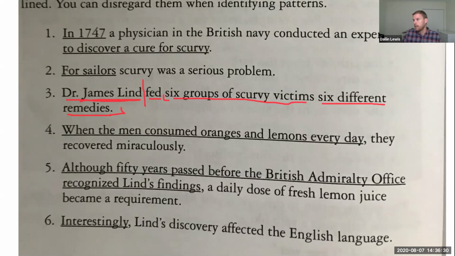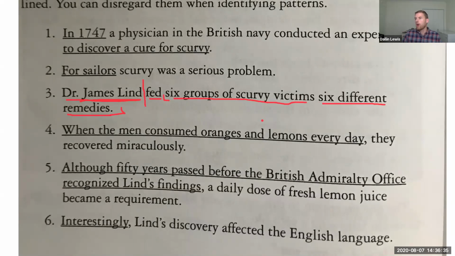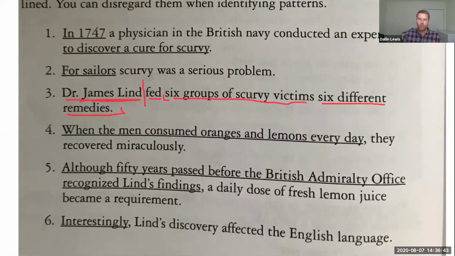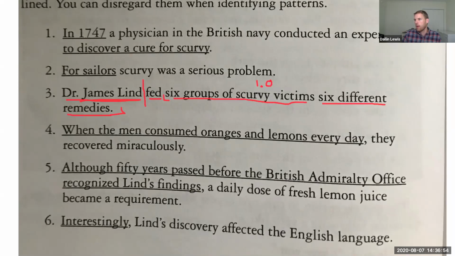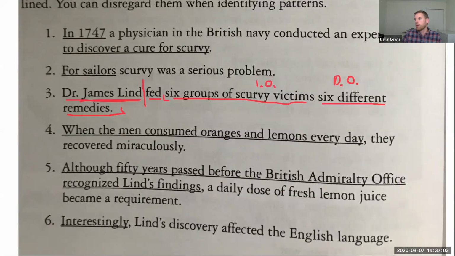In this case, these 6 different remedies are being fed to the 6 groups of scurvy victims. In other words, the 6 groups of scurvy victims are the recipients of the 6 different remedies. So it is indirect object. Indirect object followed by the direct object, because remember the indirect object actually precedes the direct object, and this is a pattern number 6 sentence. Okay, so sorry for that confusion.